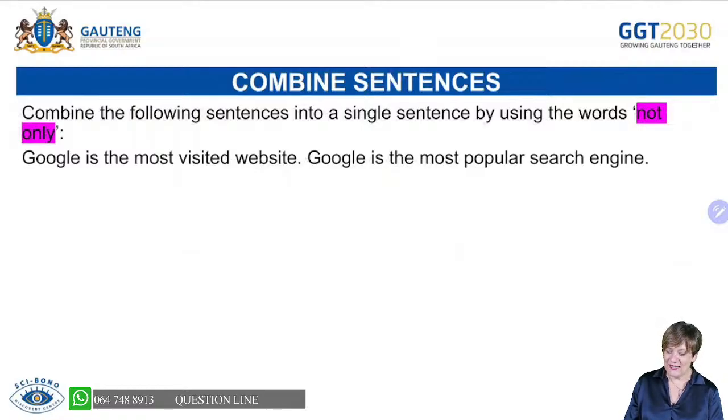In this case, look at this one. Combine the following sentences into a single sentence by using "not only". Now, it's the same sentence. I'm just changing the conjunction for you. Immediately you would recognize "not only", I need to add "but also". Let's see.